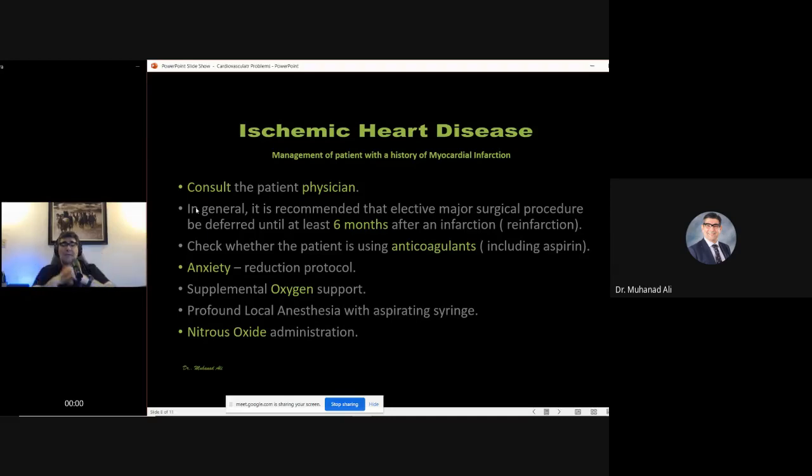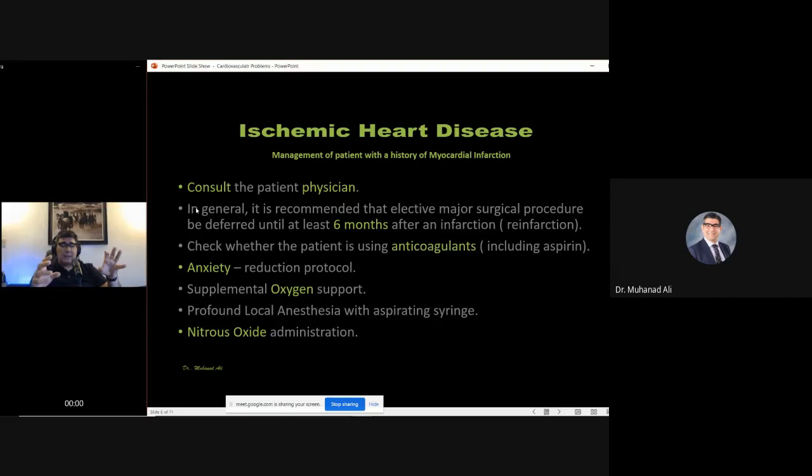Again, oxygen supplemental support for me is important. As I said, put your vital signs monitor, put an oxygen cylinder in your neuroclinic, and support your patient with these two things as a management or intraoperative medical management.